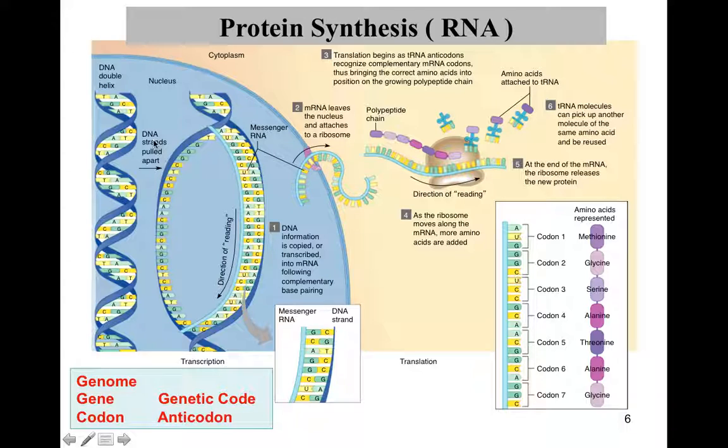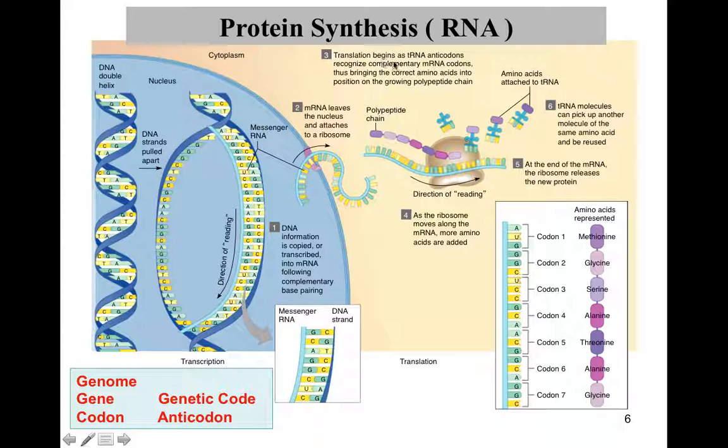So let's go over it again. The DNA strand pulls apart or splits where the gene for that specific protein is present. DNA information will be copied or transcribed into mRNA. So transcription means the formation of mRNA from the DNA molecule inside the nucleus. The mRNA leaves the nucleus and attaches itself to the ribosome. Once it attaches, translation begins, meaning the ribosome will start reading that message. Translation is reading the message on the mRNA and forming the amino acid chain.